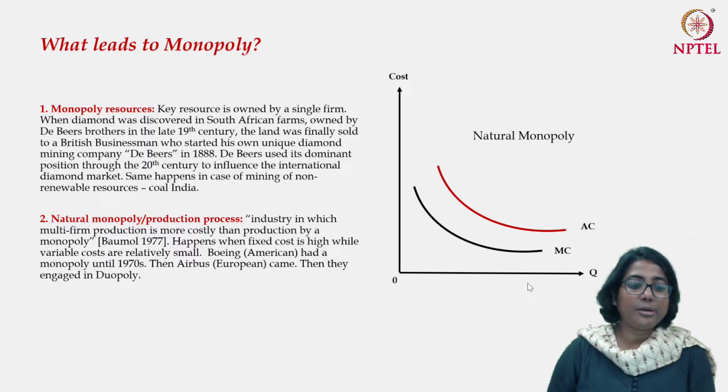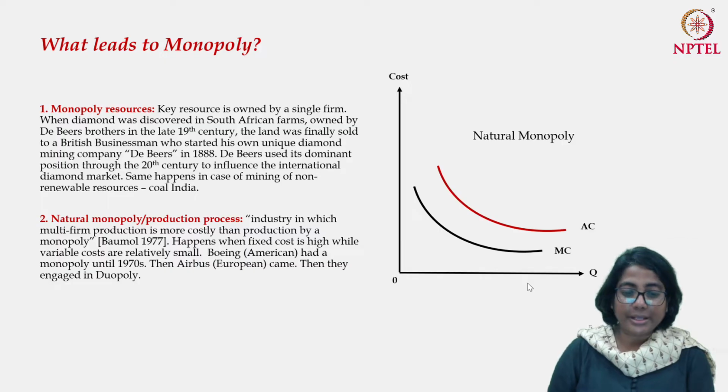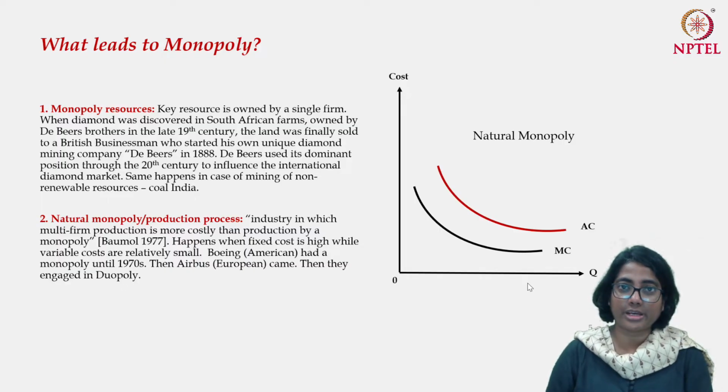The second thing is a little more theoretical, although the genesis is very practical. I quote from Baumol's writing in 1977, pretty old writing, but what he says is that an industry in which multi-firm production is more costly than production by a monopoly has a natural monopoly. Let me explain. This actually happens when your fixed cost is very, very high.